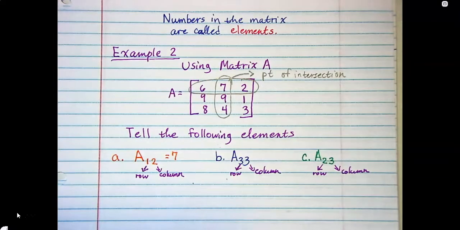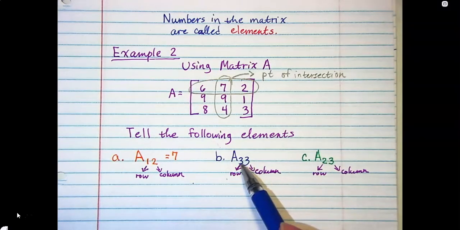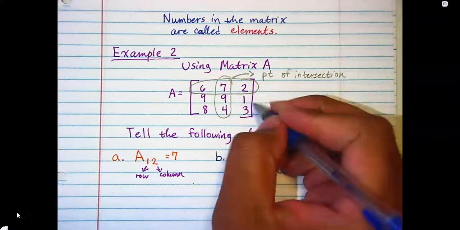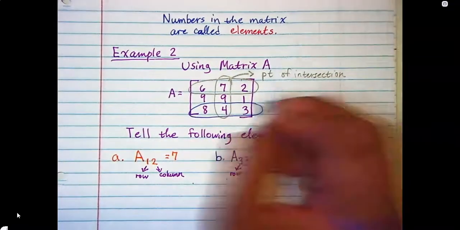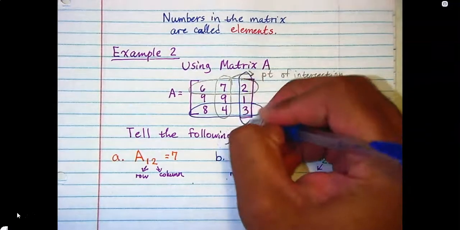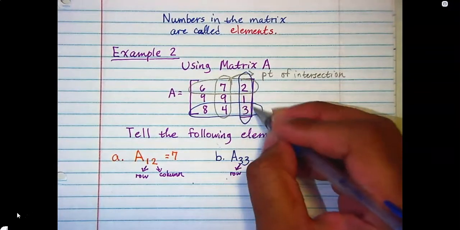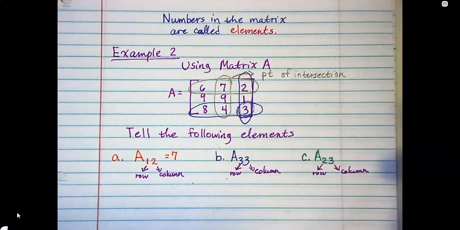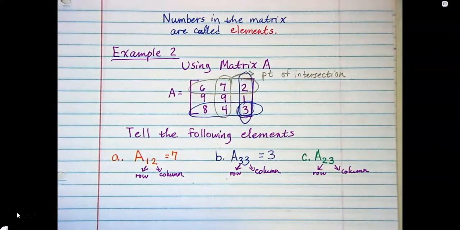All right. The next one says 3 and 3. So here, if we're looking at row 3, column 3, this is row 3 right here. This is column 3 right here. So row 3, column 3, the point where it intersects is this part right here. So your answer is just 3. Again, that's the point where it intersects.